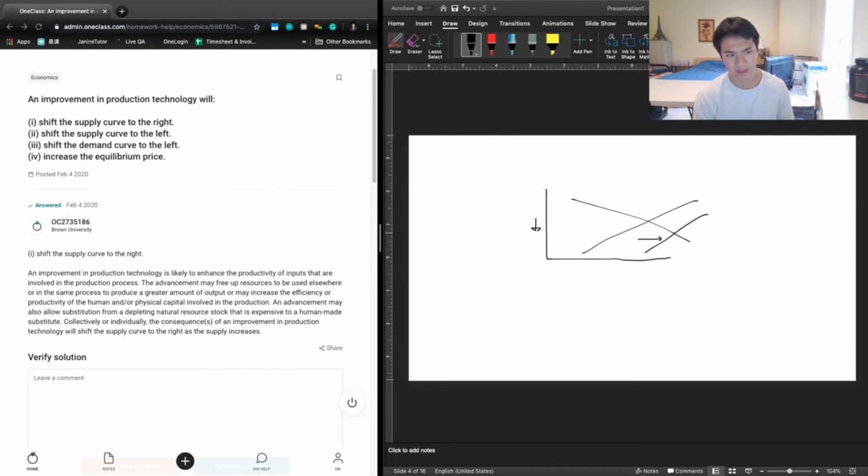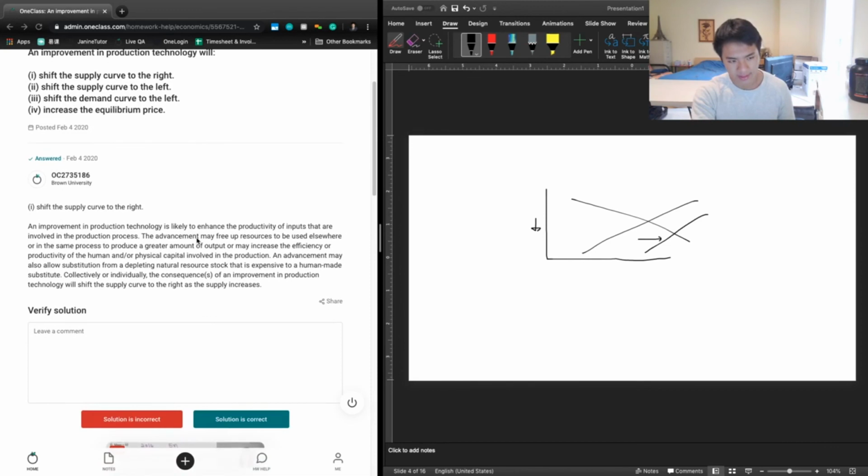An improvement in production technology will shift the supply curve to the right. And so let's take a look at the previous tutor's answers, and they say, yep, it shifts the supply curve to the right. An improvement in production technology is likely to enhance the productivity of inputs that are involved in the production process.